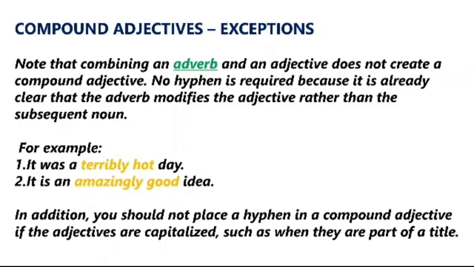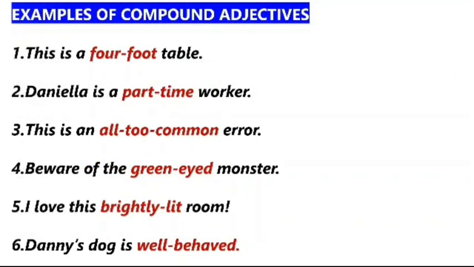Now, let's look at some examples of compound adjectives. First, this is a 4-foot table. Second, Daniela is a part-time worker. Third, this is an all-too-common error.